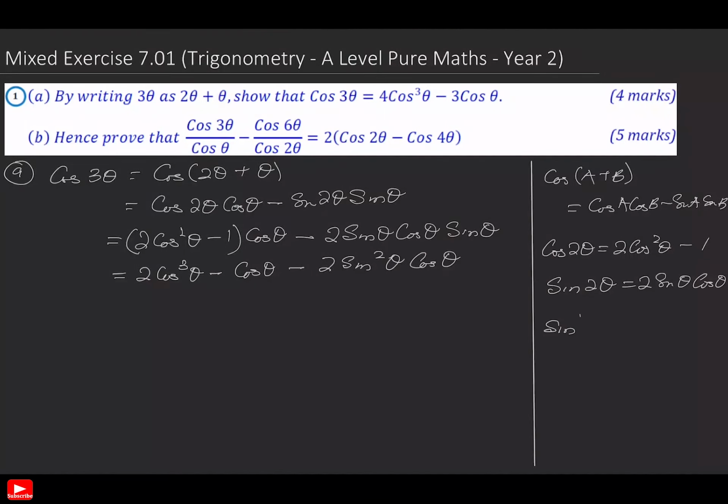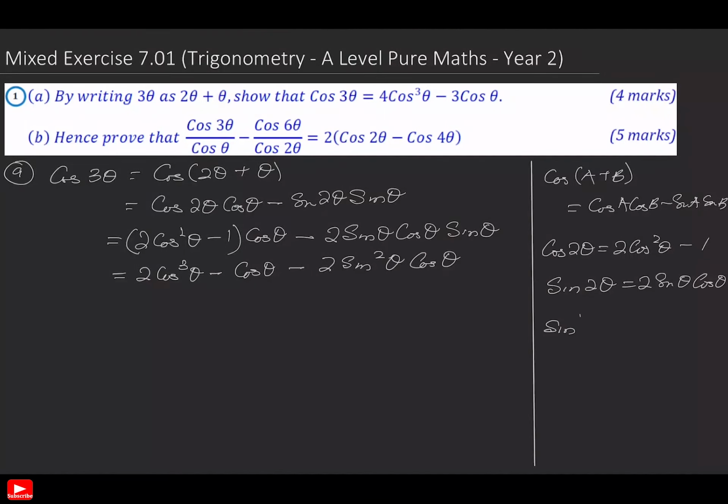I can now expand to get 2 cos 2 theta plus 2 minus 2 cos 4 theta minus 2. As you can see, this and that reduce to 0, and I'm left with 2 cos 2 theta minus 2 cos 4 theta. If I factorize this, I get 2 brackets cos 2 theta minus cos 4 theta. And this is the proof required as shown here.